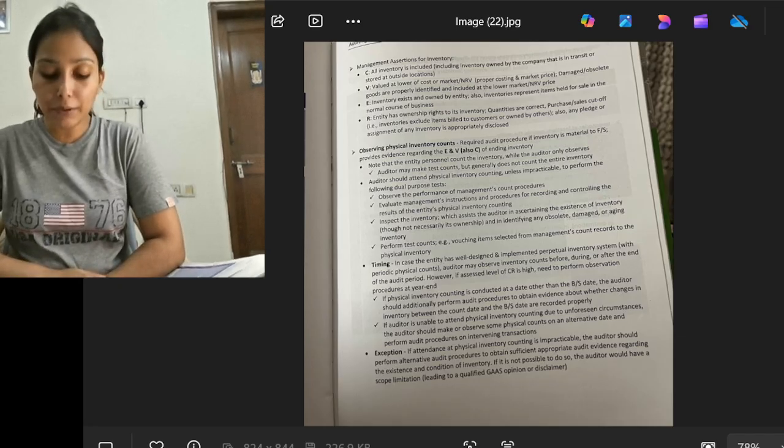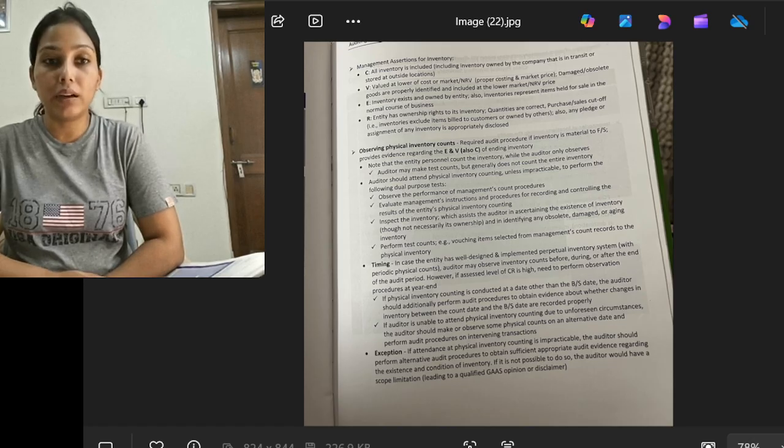Also in the inventory, we perform the physical inventory count. So it is a required audit procedure if inventory is material to the financial statements. Note that the entity personnel count the inventory while the auditor only observes. It is the duty of the management to count the inventory, but the auditor needs to observe the inventory count. So the auditor should be physically present there to observe that.